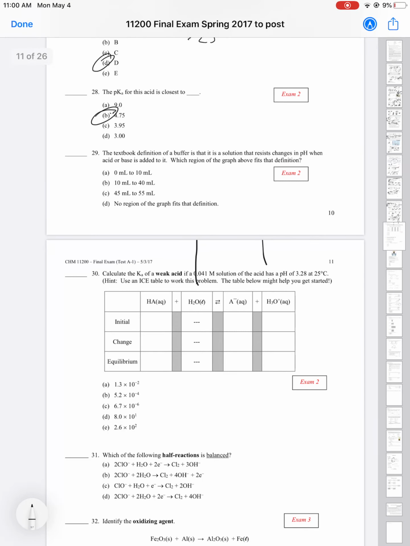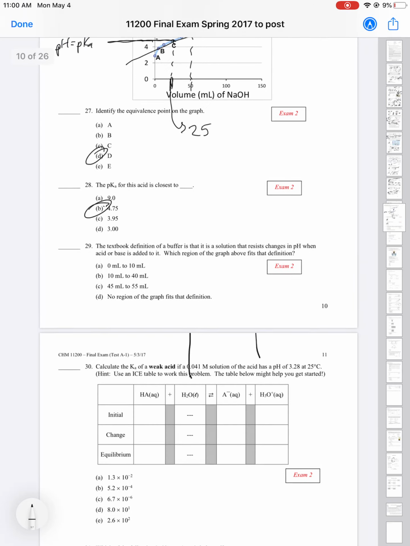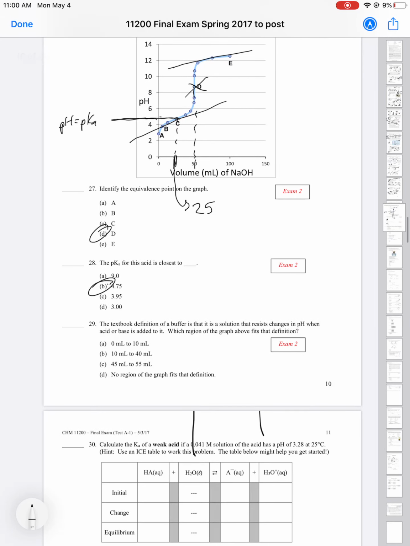So the textbook definition of a buffer is a solution that resists change in pH when acid or base is added to it. What region in the graph above fits that definition? So we have 0 to 10. We have 10 to about 40. We have 45 to 55. Well, that's like a huge jump, so we're going to get rid of 45 to 55.